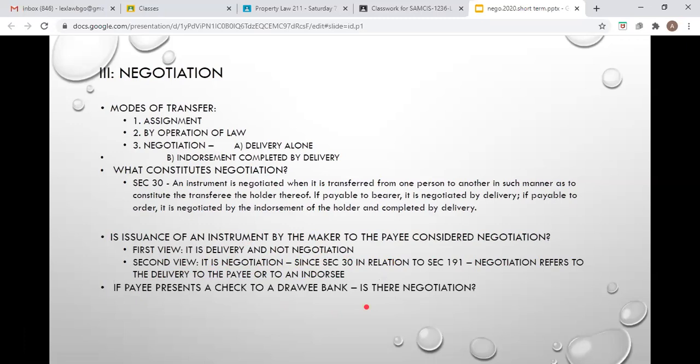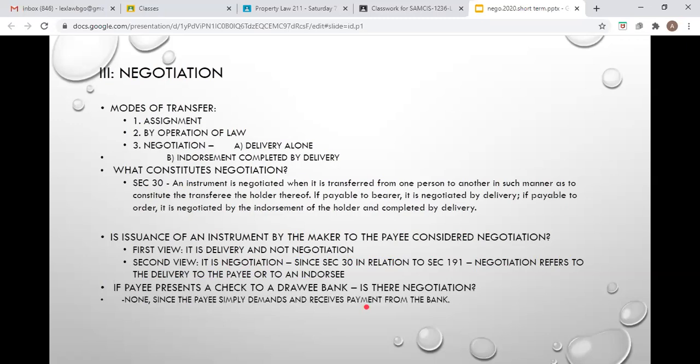Now, how about the second situation? If your payee now will present that instrument or the check to the drawee bank, is there considered negotiation? What do you think? Is that negotiation? Limbawa, you are the payee of the instrument. Holder ka ngayon yan. Now, pupunta ka ngayon doon sa drawee bank in order to encash it. With your act of presenting your check with the drawee bank, will that be tantamount to what we call now as negotiation? The answer would be no.